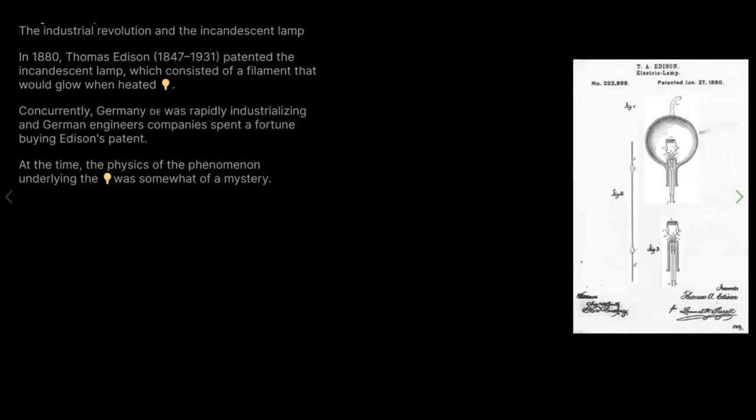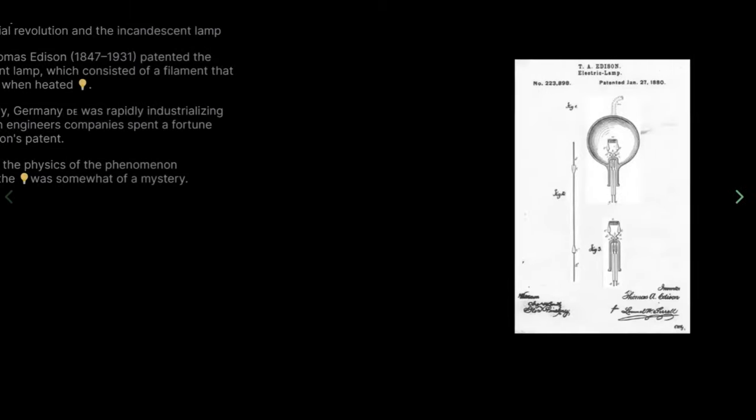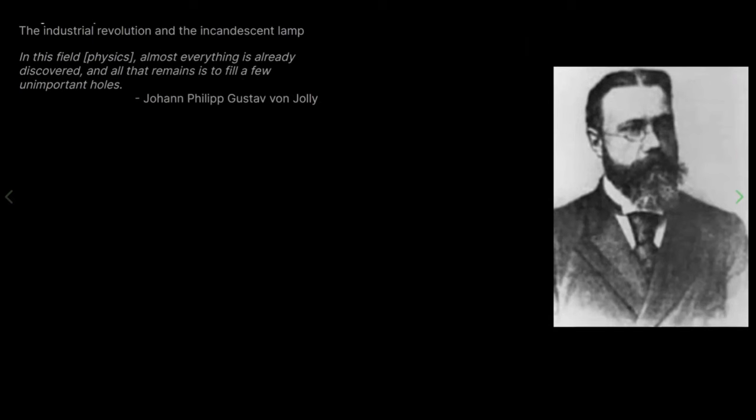Essentially, the physics underlying how the light bulb glowed was somewhat of a mystery, and this is what attracted the attention of physicists. Most of the physicists at the time actually believed that physics was almost complete, and what remained was just a few engineering problems that were really not that important. Going from this, people tried to understand the light bulb in terms of the best physics at the time. You see it summarized by Philipp von Jolly, who says, in this field, referring to physics, almost everything is discovered and all that remains is just unimportant holes.